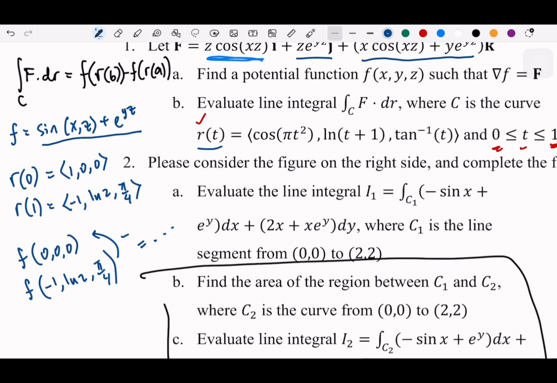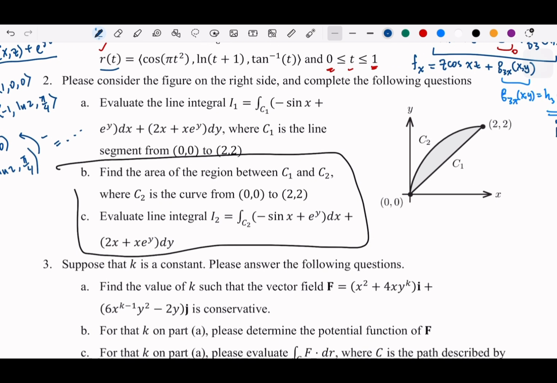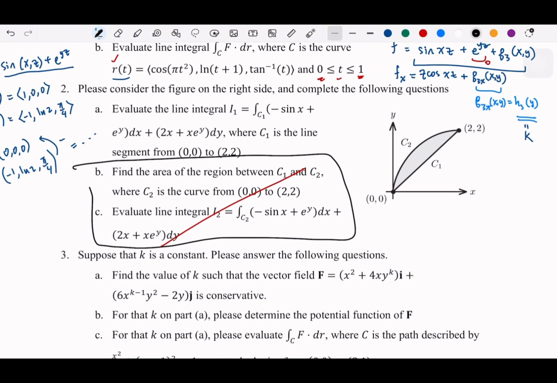Okay, I will give you the answer key later on, after we finish. Number two, this is similar to what was in your quiz, I think. Similar, but this is, I think, a little bit more difficult. For parts B and C, I will change this question, so just wait for my answer key. It should be: evaluate integrals on C1 and C2.